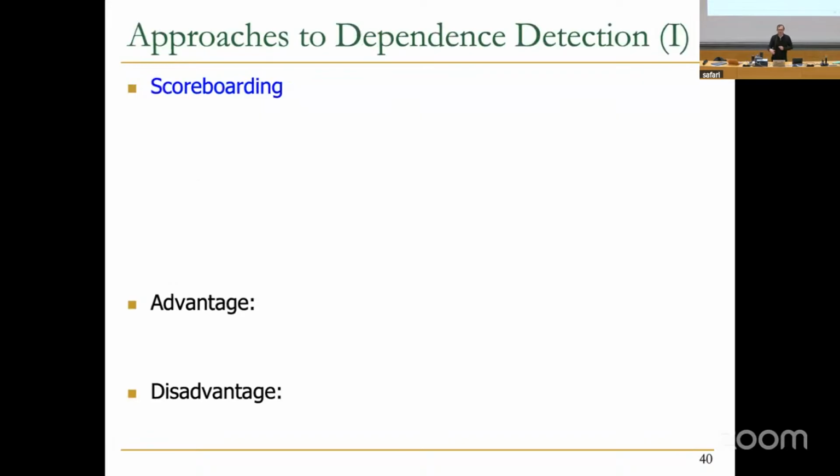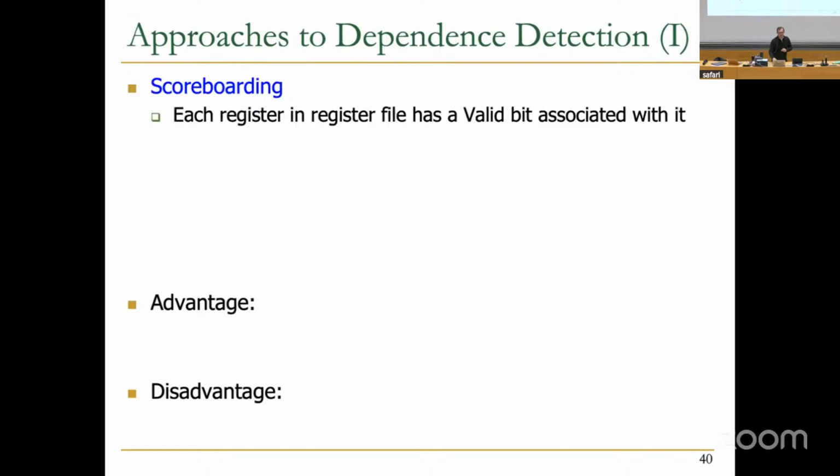Okay, so there are two ways of detecting dependencies in hardware. One is scoreboarding. The other is combinational dependence logic check. Very quickly, I'll go through these, but you can think about these on your own. Essentially, scoreboarding means each register in the register file has a valid bit associated with it. We're going to see this later on in out-of-order execution also.